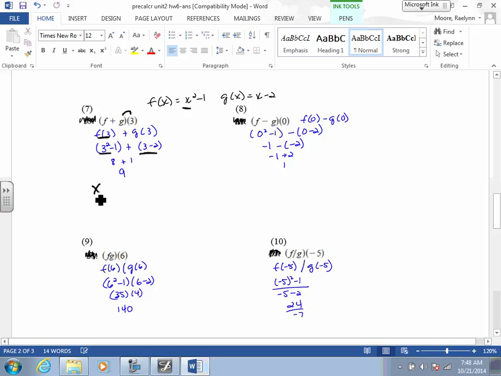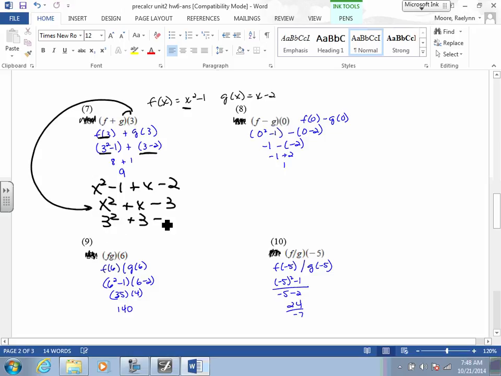If you did this, and you gathered up your terms, and then you plugged in your 3. It's kind of like your composition of functions. It works the same way. And it would come out to be 9.